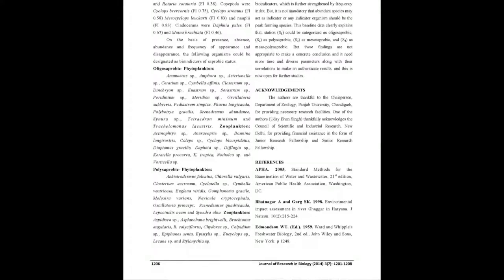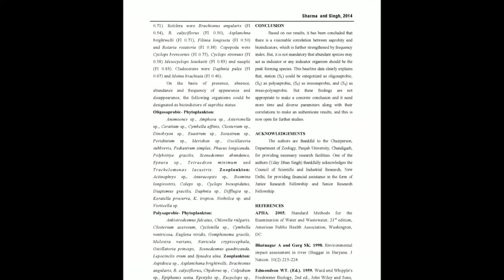Bioindicator organisms may have a higher frequency index, and they are major peak forming organisms at different stations and in different seasons. The results also indicate that the bioindicator species may also behave as peak forming organisms and their abundance depends upon diverse parameters.